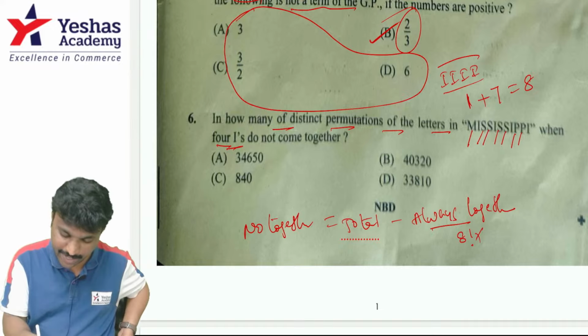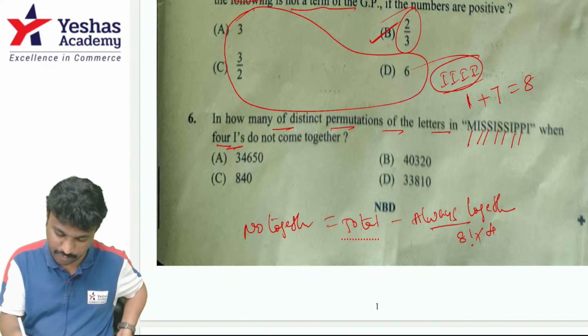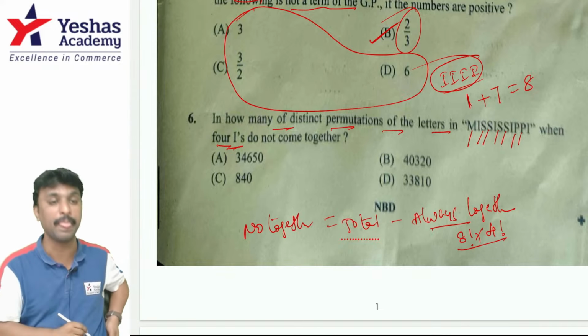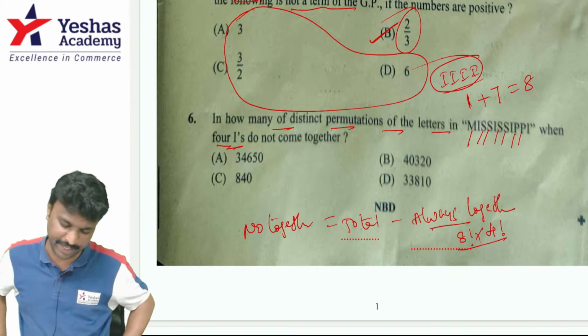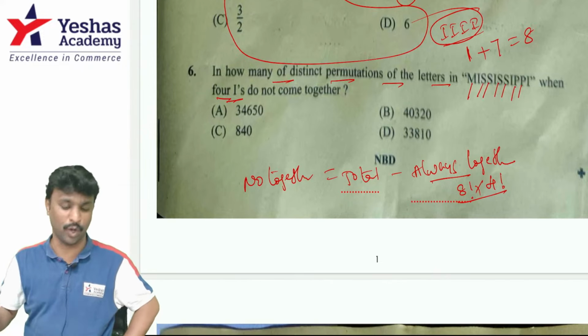And these 4 I's can be reshuffled among themselves in 4 factorial. But the picture is not yet complete. What is it? You have to take care of repetition. So repetition, we will take it as a whole, right?